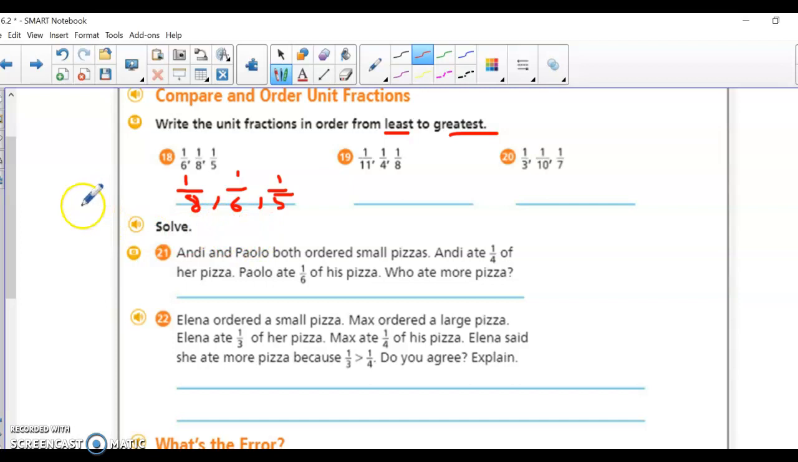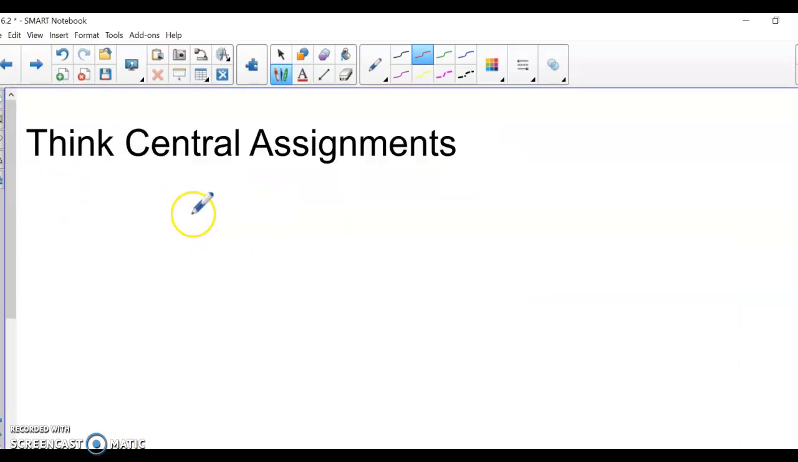Okay. There is going to be some things central assigned to you. Make sure you're asking questions as you have them. Good luck.